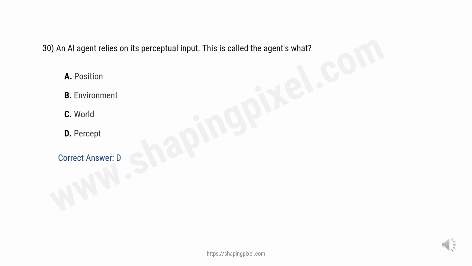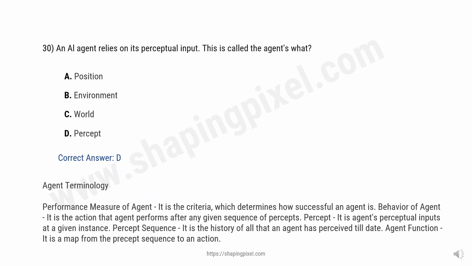And the correct answer is option D, percept. Agent terminology. Performance measure of agents. It is the criteria which determines how successful an agent is. Behavior of agent. It is the action that agent performs after any given sequence of percepts. Percept. It is agent's perceptual inputs at a given instance. Percept sequence. It is the history of all that an agent has perceived till date. Agent function. It is a map from the percept sequence to an action.